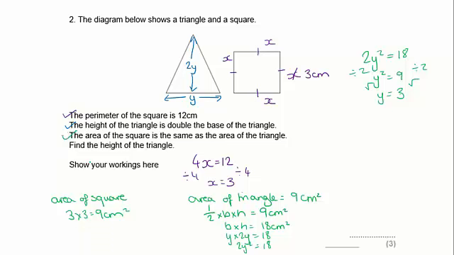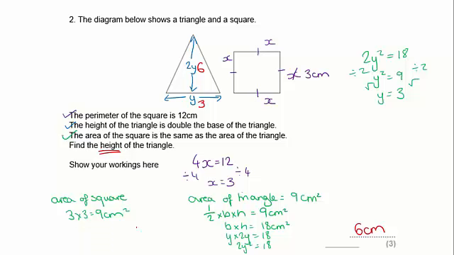So we've used that. What do they actually want to know? They want to know what the height of the triangle is. So we've worked out y, which is the base. So the height is going to be double that, which is 6. So the height is 6 centimetres.